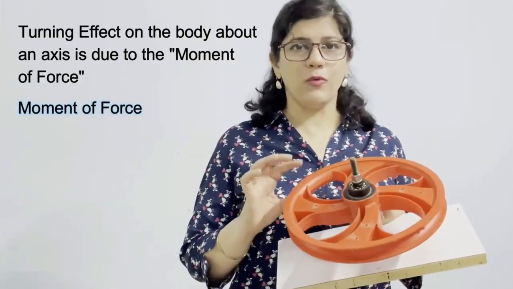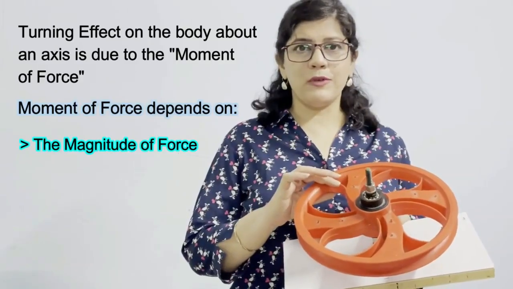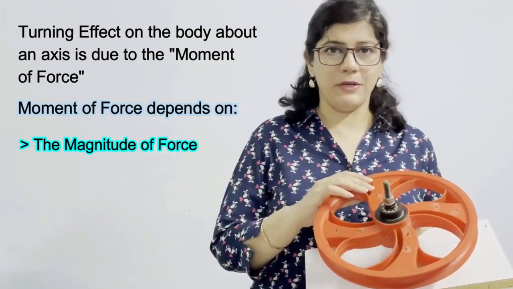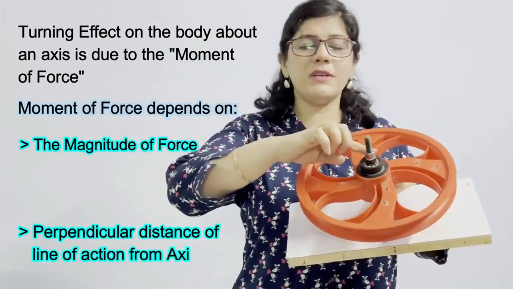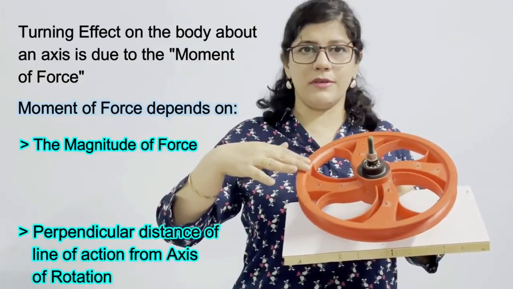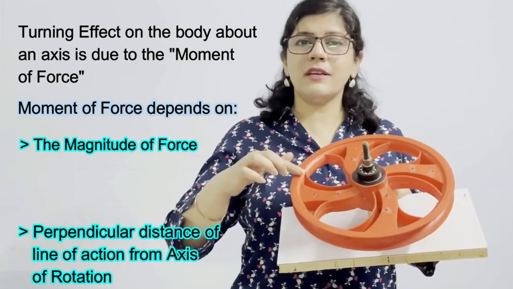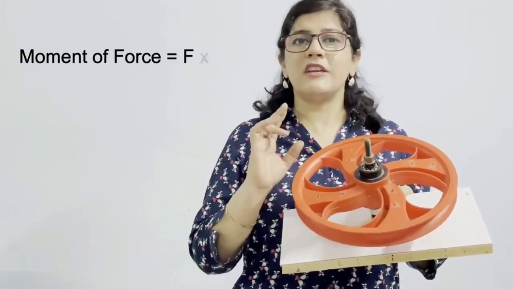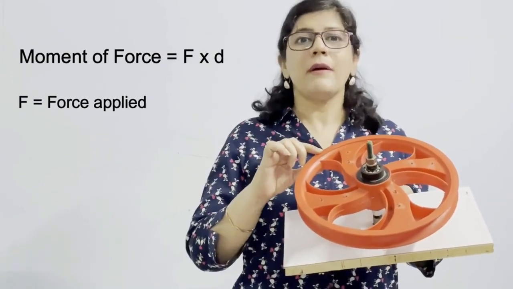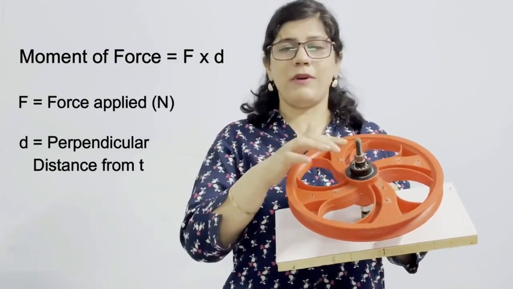Moment of force depends on two factors: the magnitude of force applied. More the magnitude of force, more is the moment of the force. And second is the perpendicular distance of line of action from the axis of rotation. Larger the distance, more is the moment of the force. So moment of force is the product of the magnitude of force applied and the perpendicular distance of line of action from the axis of rotation.